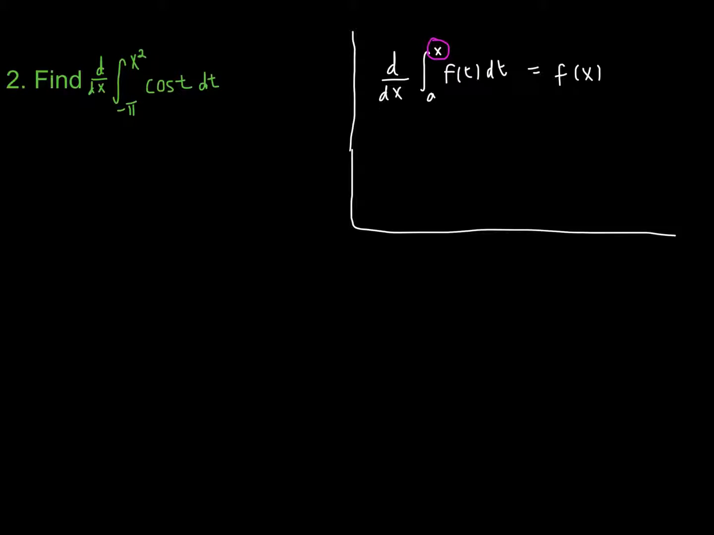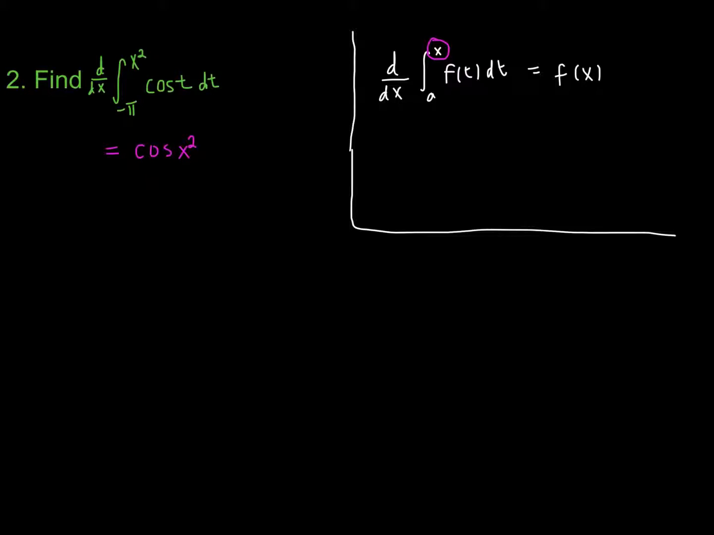At first glance, this seems like it's very straightforward. The upper limit of integration is different, so we're just going to follow the same rule, but instead of x, I'm going to have x squared. And if you did that, you would be wrong. So if you said cosine of x squared, that's not quite right.